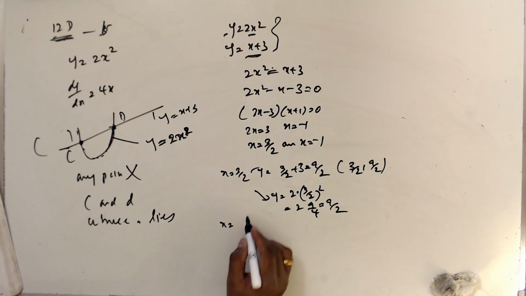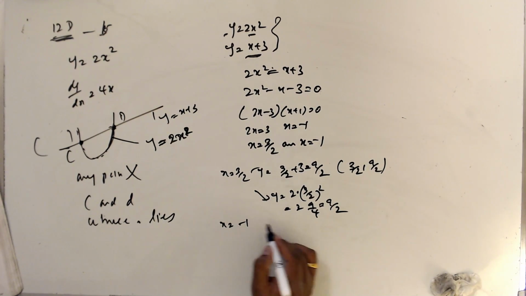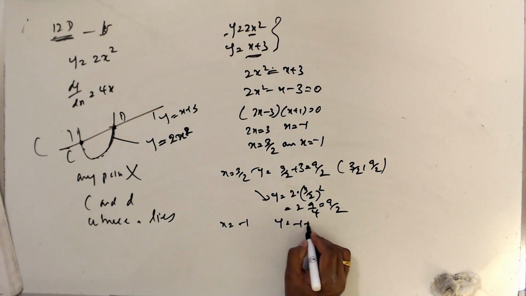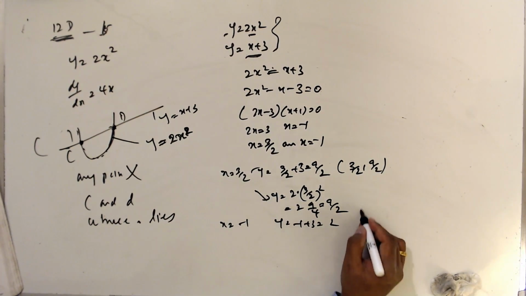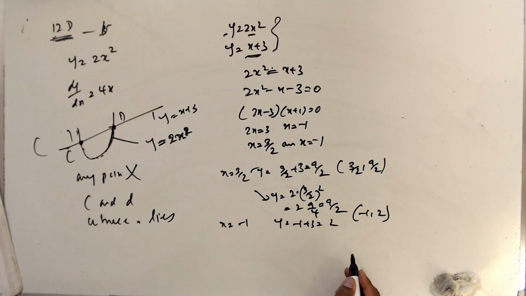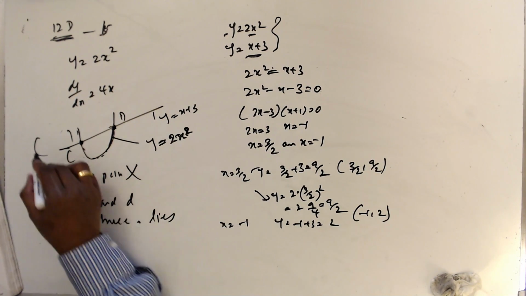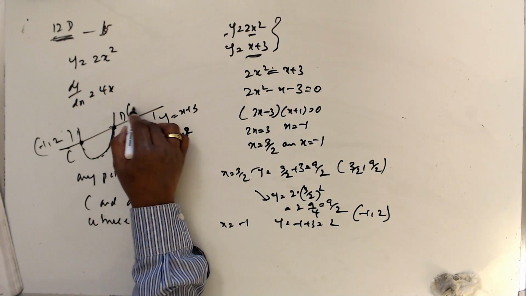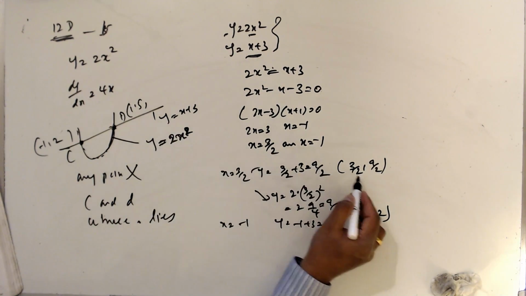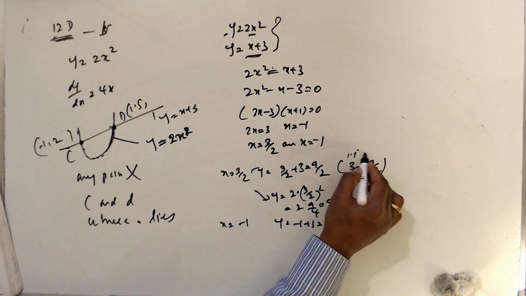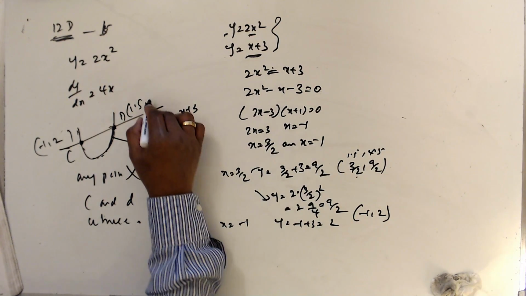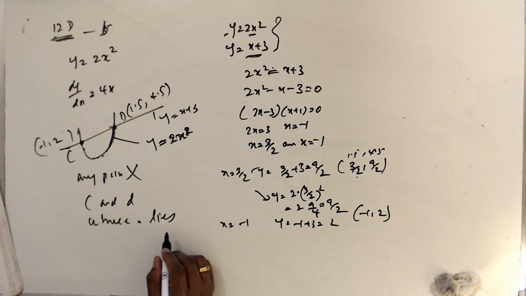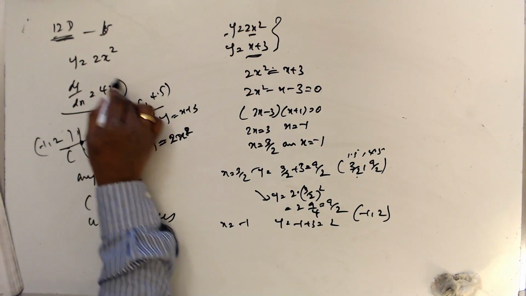When x equal minus 1, y equals minus 1 plus 3, it is 2. So C is (minus 1, 2), and D is (1.5, 4.5). Now we have the points in our hand.